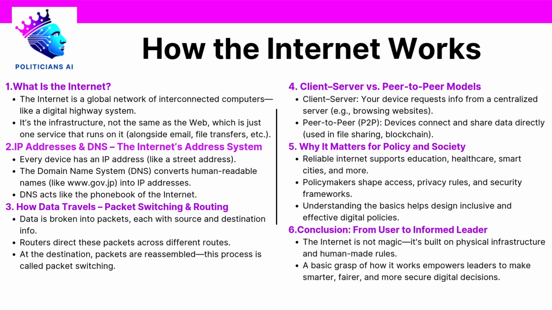Second, regulation. From net neutrality to content moderation, policy decisions shape how the internet operates. For instance, should internet providers be allowed to charge extra for faster service? Or should DNS activity be monitored for national security reasons? These are questions that require a basic understanding of how the internet moves data. Third, digital inclusion. Many communities, especially the elderly, the disabled, and the economically disadvantaged, are being left behind in the digital revolution. Knowing how the internet works helps policymakers design inclusive programs for e-government, online education, and digital health.